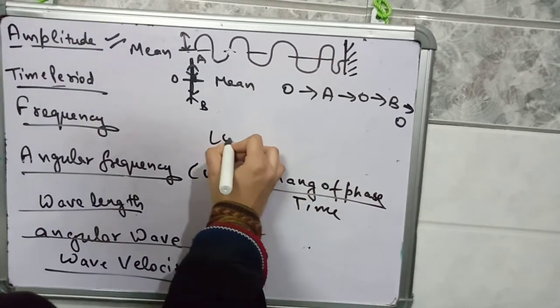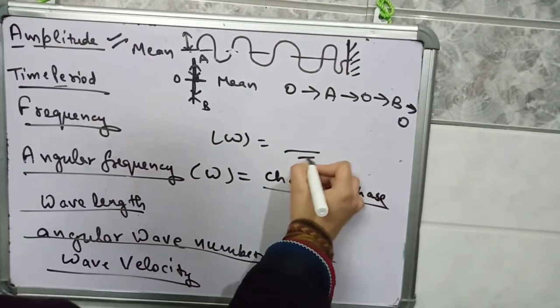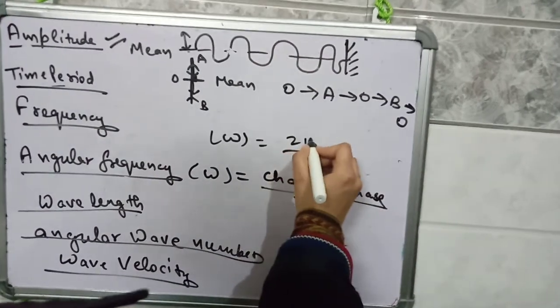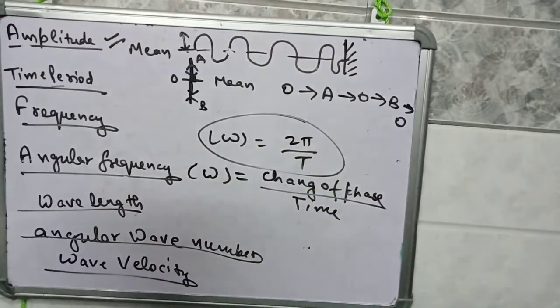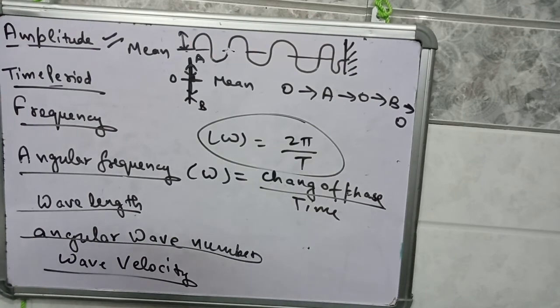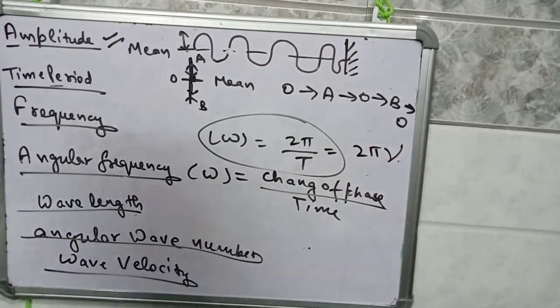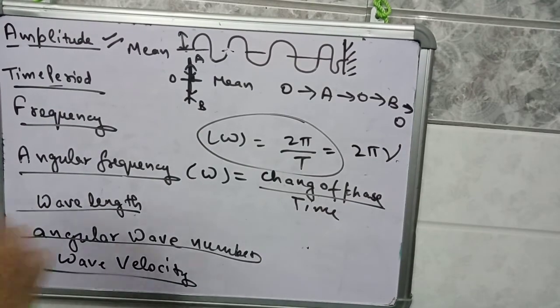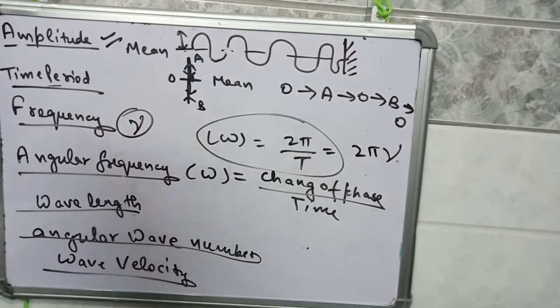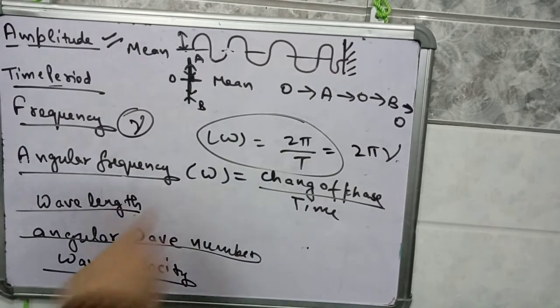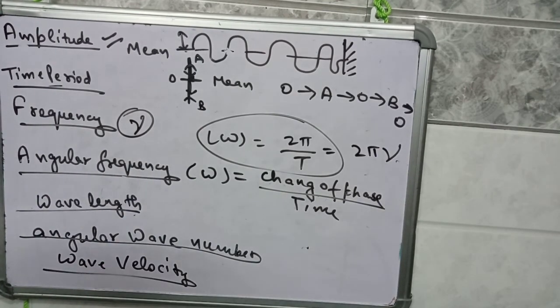So if we take the time as capital T, how much phase has changed during this time? 2 pi. So omega is equal to 2 pi by T or 2 pi nu. It is the angular frequency. Frequency is nu, the number of complete waves formed in 1 second. And what is angular frequency? It is the phase change with time.